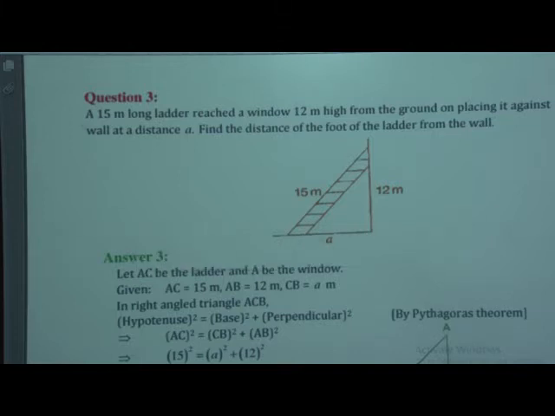Again I will read the question. A 15-meter long ladder, this is a 15-meter long ladder, reached a window 12 meter high. This is 12 meter, where we have a window at a 12 meter height from the ground. This is the ground we are considering. This is the base, that is the ground. On placing it against the wall, against means opposite to the wall, we are placing this ladder at a distance A. We don't know, so we have to find out what the distance will be.